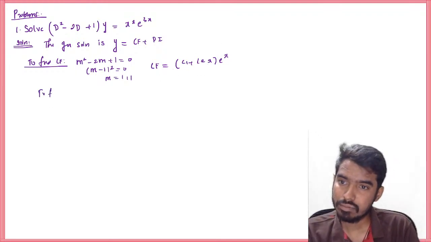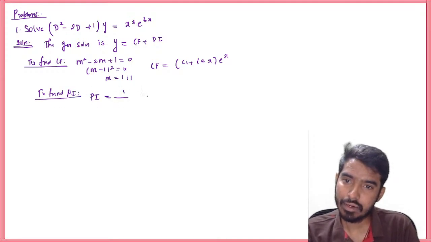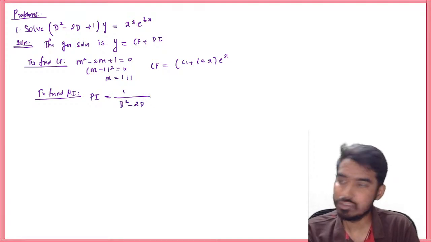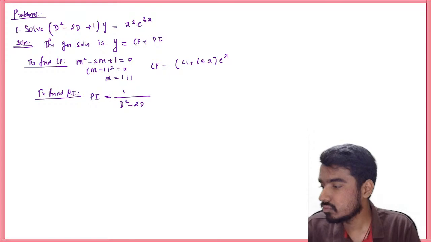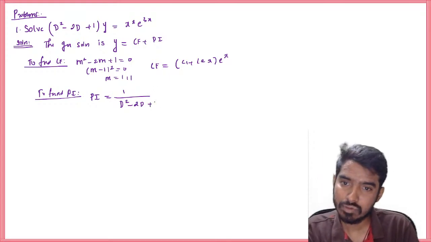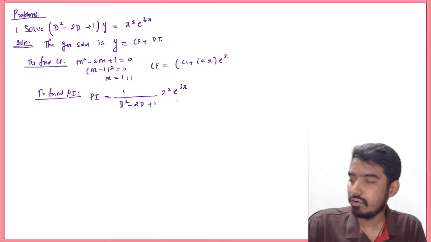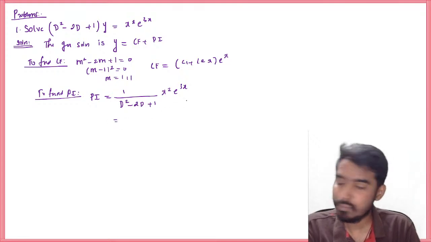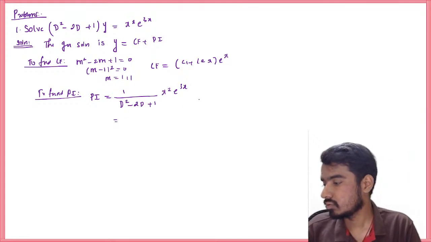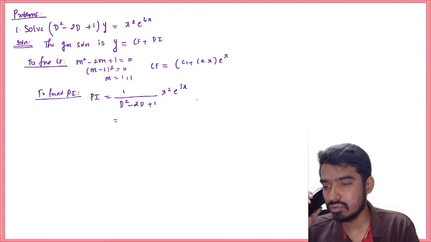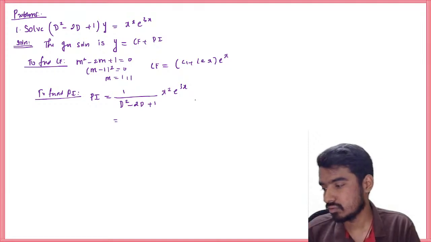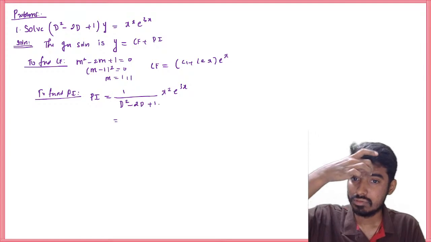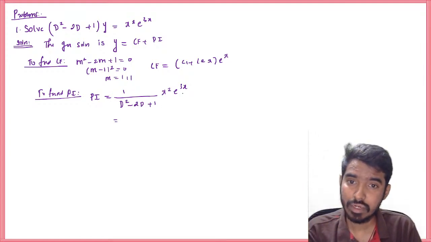Now to find the PI, so PI is equal to 1 divided by f of D, that is D square minus 2D plus 1, x square e power 3x, right? So what you have to do? Replace. So we have 1 by D square minus 2D plus 1, x square e power 3x, right?